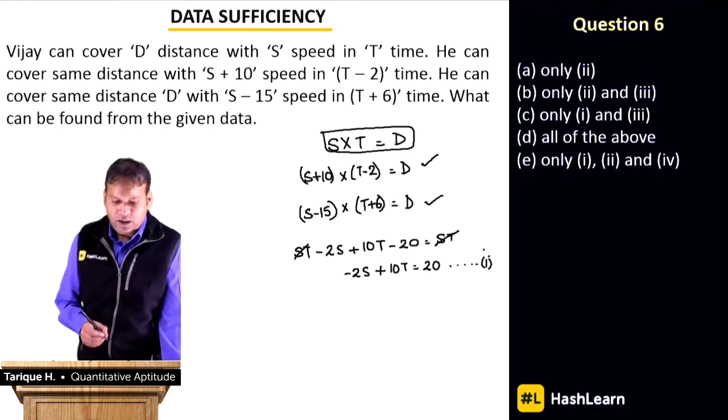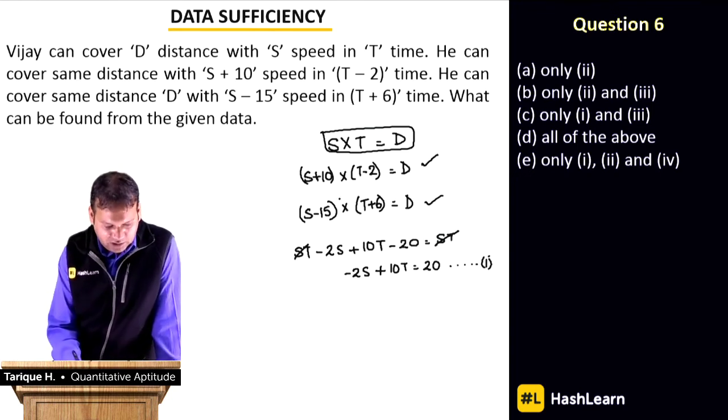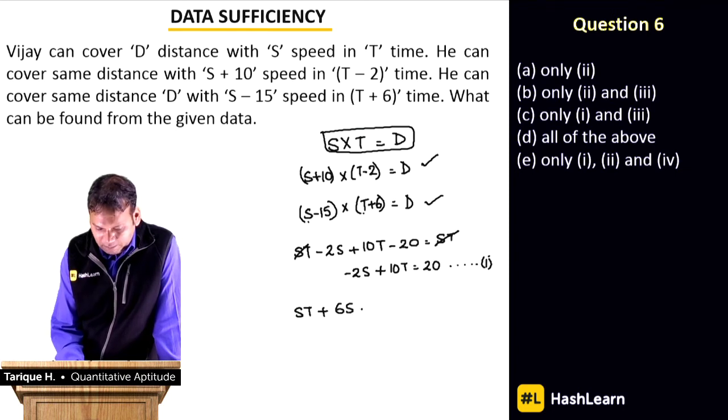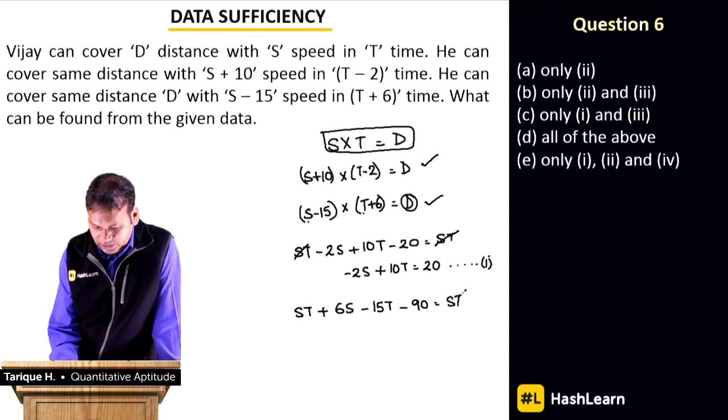Now try the same thing with the next option. Multiply S into T, we get ST, plus 6S, minus 15T, minus 90, is equal to D, and D is nothing but ST, so write down ST here and cancel all this too, and we get the equation 6S minus 15T is equal to 90.